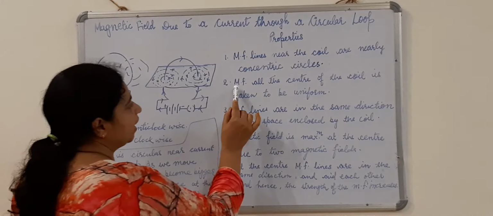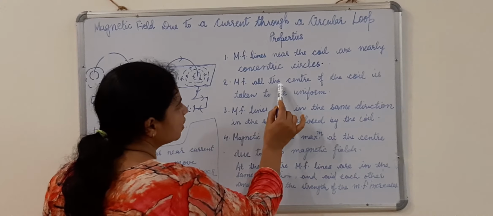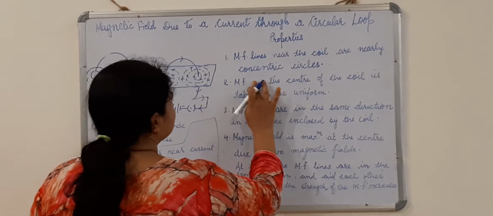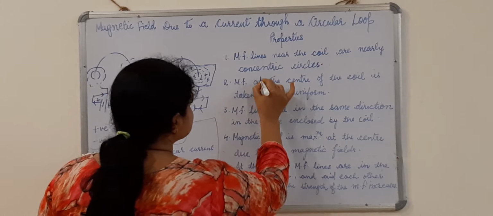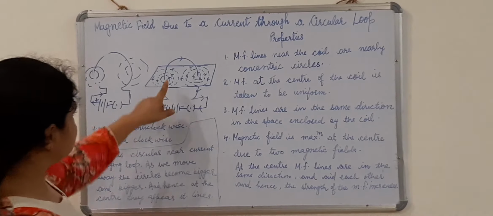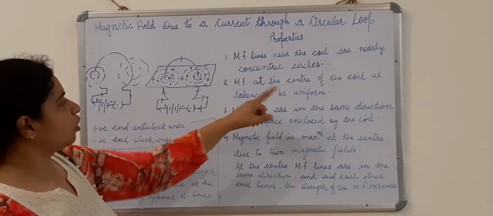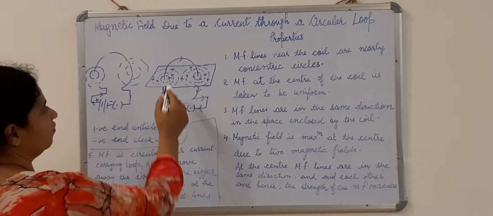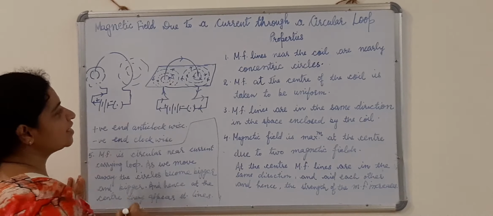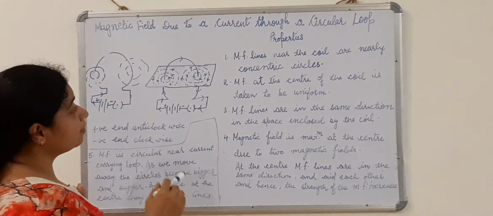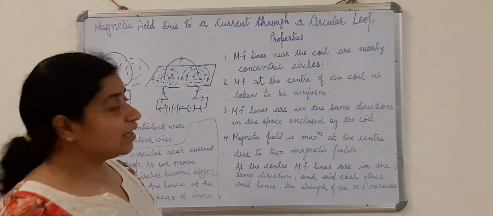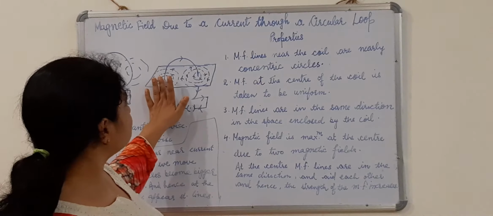Second point: the magnetic field at the center of the coil is taken to be uniform. Why is it taken to be uniform? Because here the magnetic field lines are moving in the same direction. That is why, whether this arm of the coil or this arm of the coil.